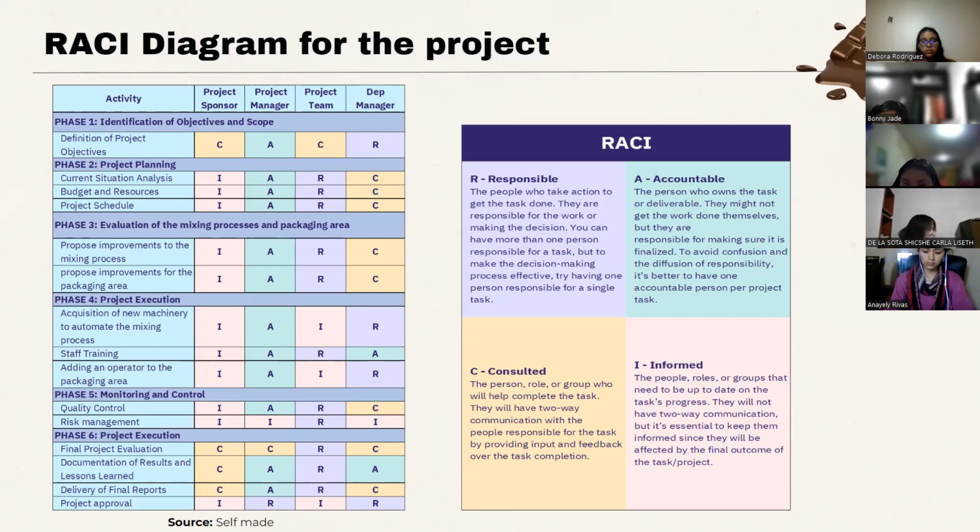In phase 5, the person responsible is the project team. The informed are the project sponsor and project team, and also consulted is the debt manager. And finally, in phase 6, it depends on the activities, but the main responsible is the project team. Next slide, please.